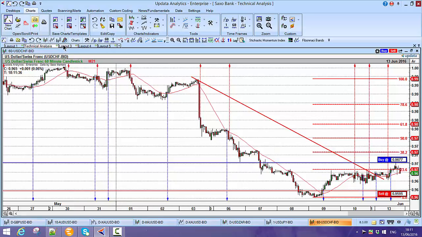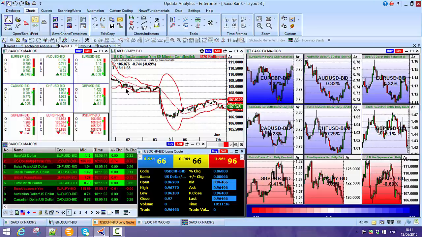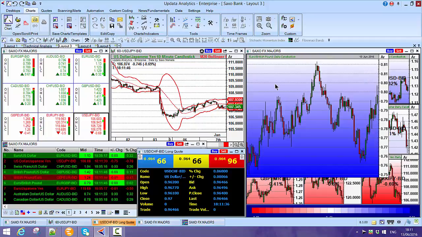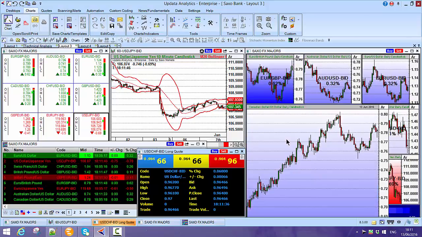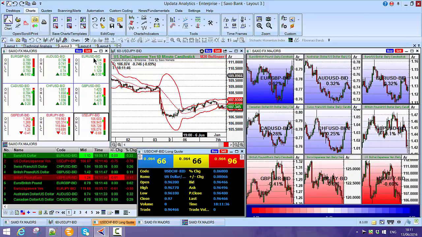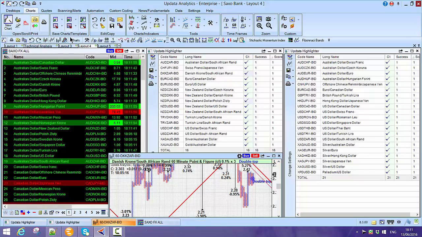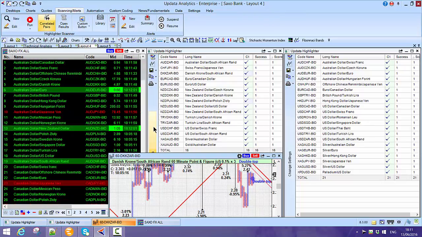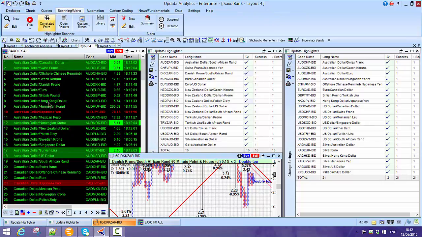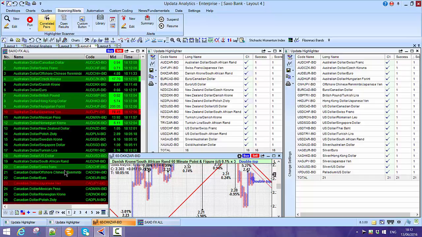One of the most powerful aspects of Updata is just the plethora of different screen types. Here's like a quote board, and a lot of people like using the quote board. Here we have even a chart board, just a really quick way of just seeing all the different chart types. And then a lot of Updata users use Updata for its scanning capability, and this is really powerful. And so here we've got a list of 180 instruments on the Saxo FX platform.